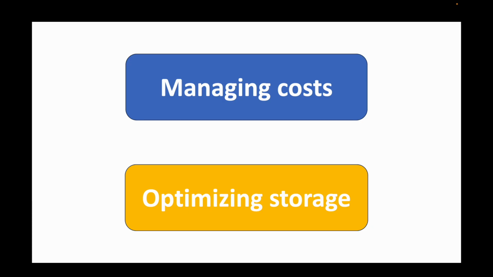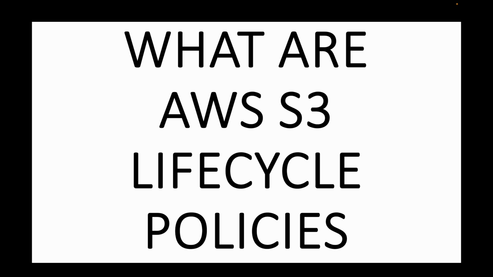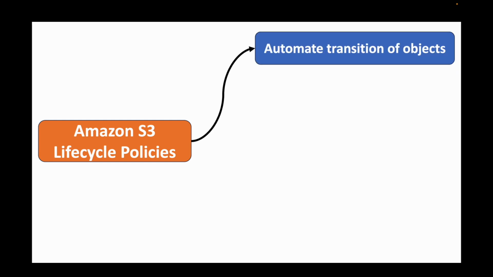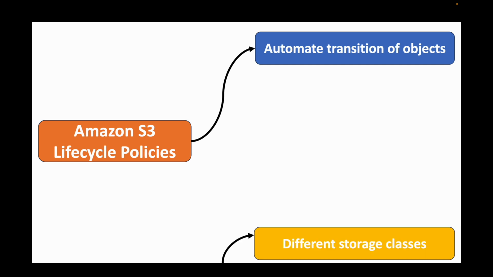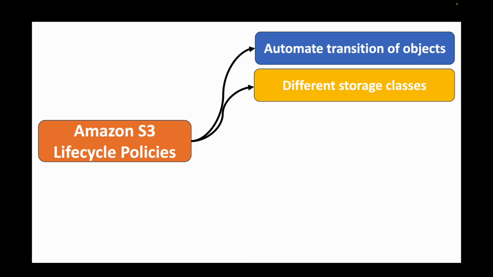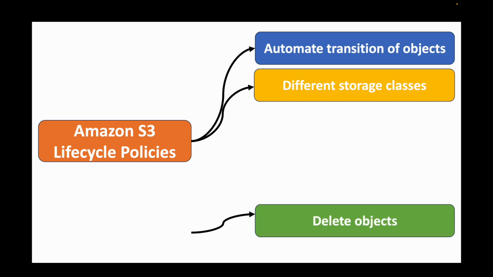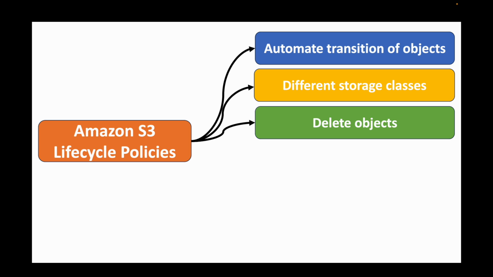So let's get started with this. We'll start off with the basics, which is what are AWS lifecycle policies. So Amazon S3 Lifecycle Policies mainly allow us to automate the transition of our objects between different storage classes. So in AWS S3, we have storage classes like standard IA, intelligent tiering, Glacier, deep archive. So likewise, we have different storage classes. Now, if you want to automate the transition of objects between these storage classes, then we can make use of your lifecycle policies. In addition to that, we can also delete the objects after a specified period.